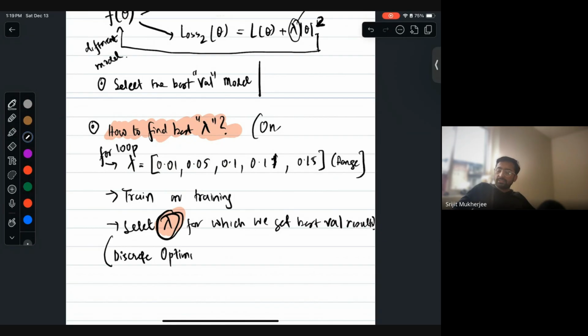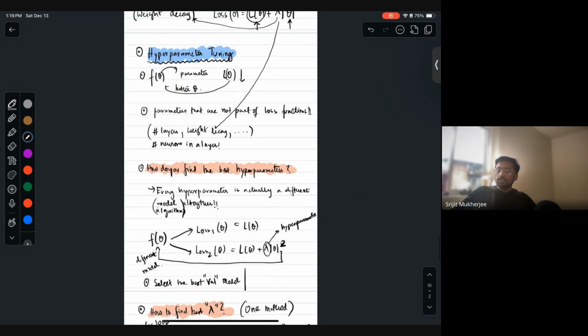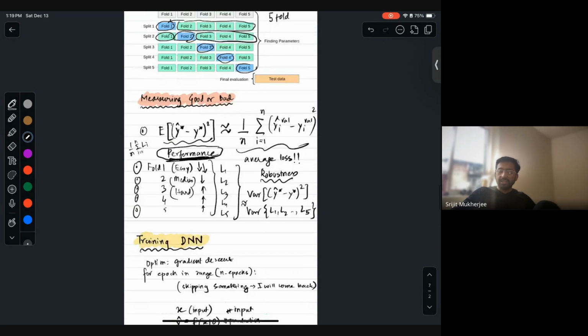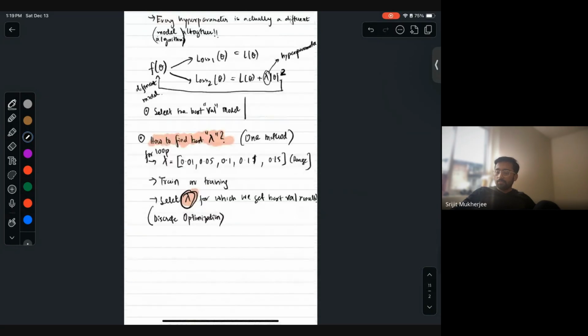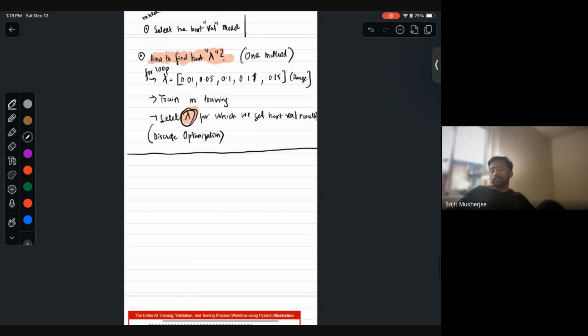These are training secrets and techniques. I think this is all about hyperparameters, regularization, why it's important, and how to train a DNN. The final thing now comes is this.